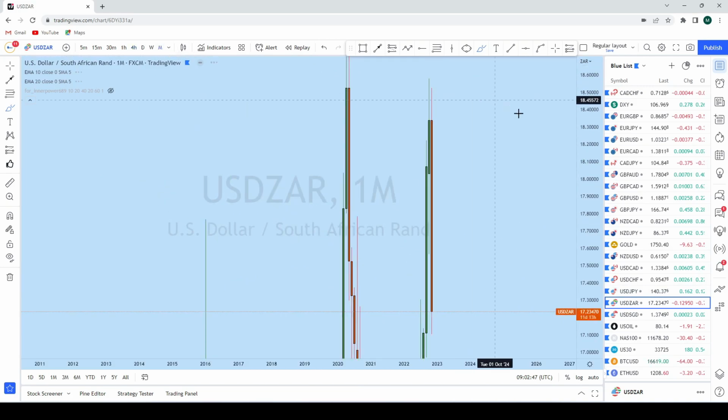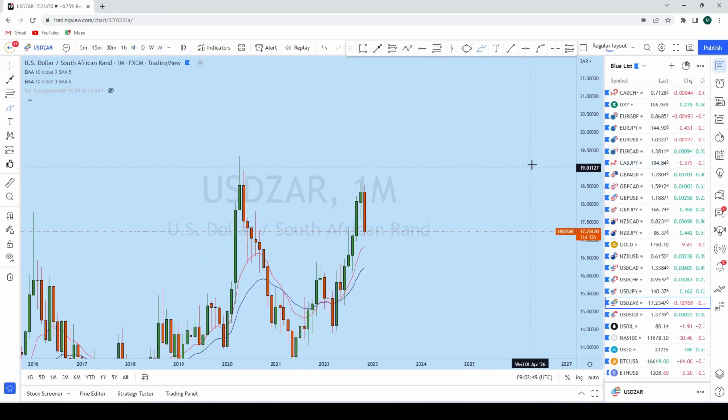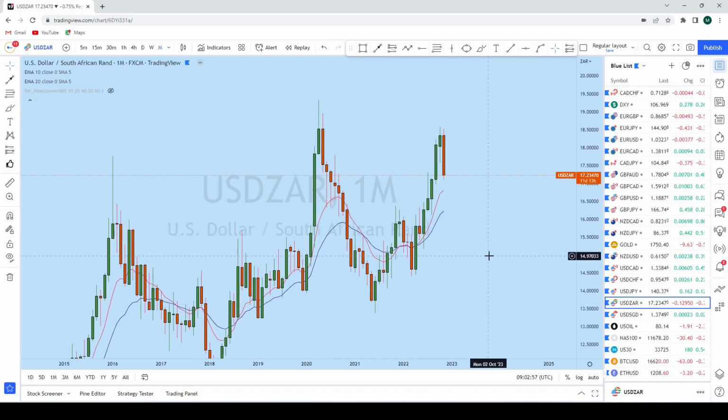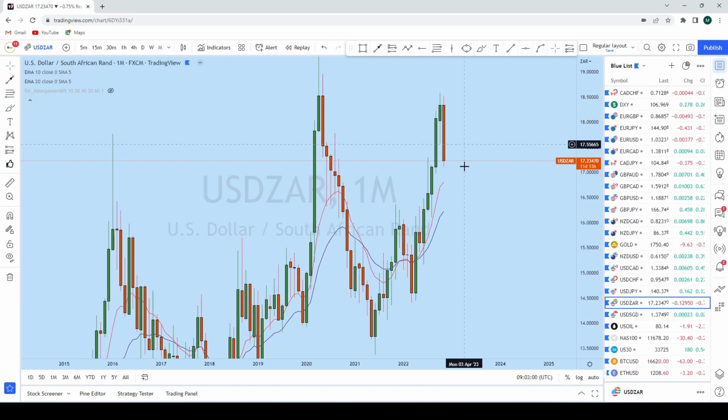Now looking at monthly, first of all, we see that USDZAR on the monthly perspective was a long-term bull market. Now what we see is that USDZAR this month has a very strong rejection, which is very healthy in a trending market. It needs a proper retracement.